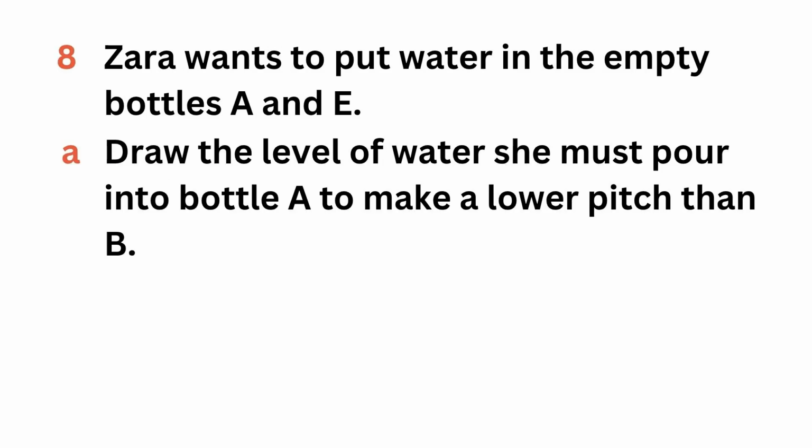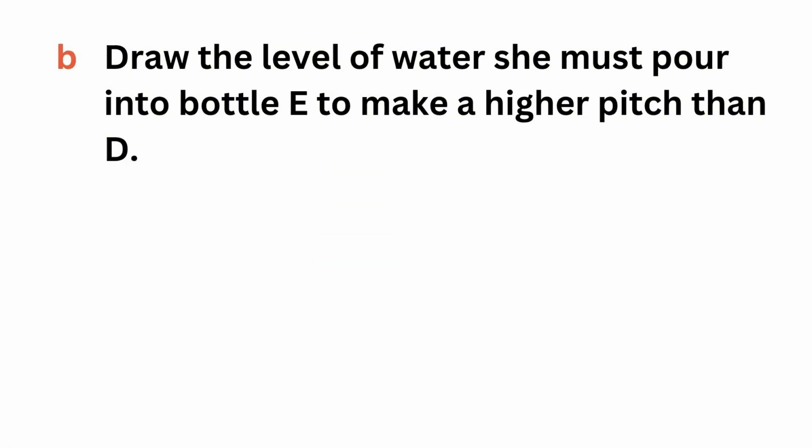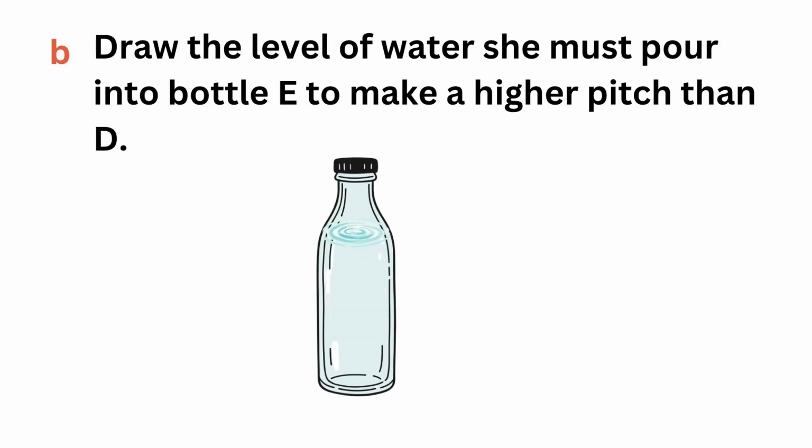Question number 8. Sarah wants to put water in the empty bottles A and E. A. Draw the level of water she must pour into bottle A to make a lower pitch than B. So this is a picture of the bottle we draw. B. Draw the level of water she must pour into bottle E to make a higher pitch than D. So this is the bottle of water we must draw.